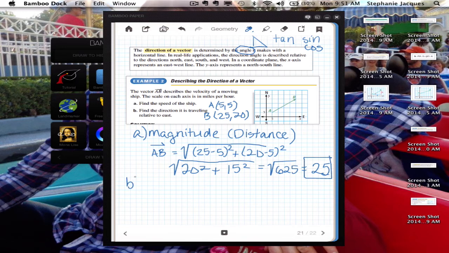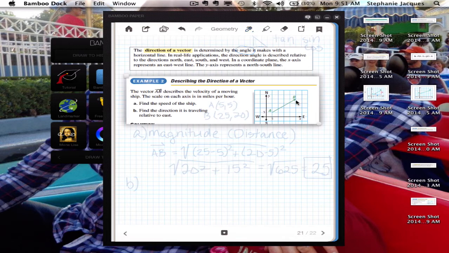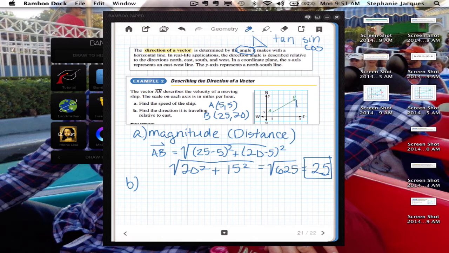Now let's look at it. It says find the direction it is traveling relative to the east. So what we're going to have to do here is we're going to go up here and make this a right triangle. So I make it a right triangle, and I need to find what are the distances of these lines. So I have 5, 10, 15. So I have a 15 here, and I have 5, 10, 15, 20. I have a 20 there.